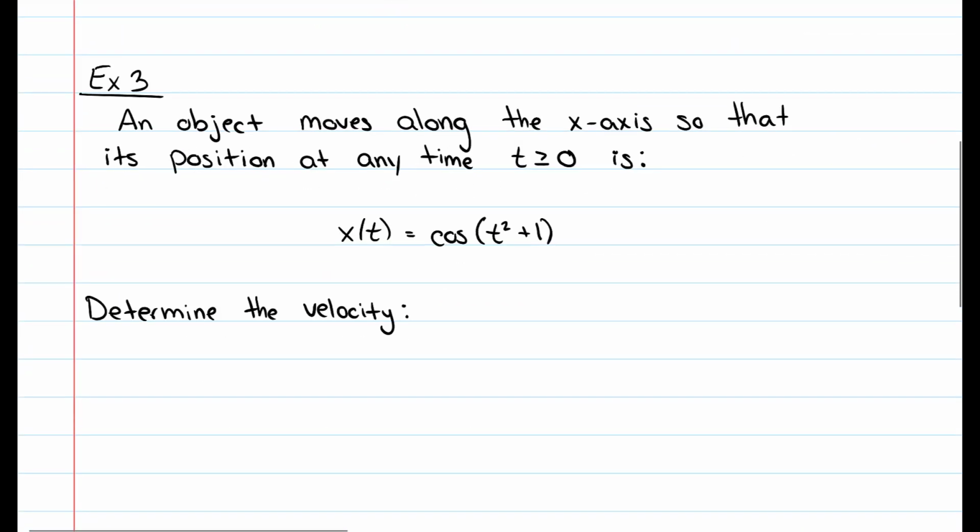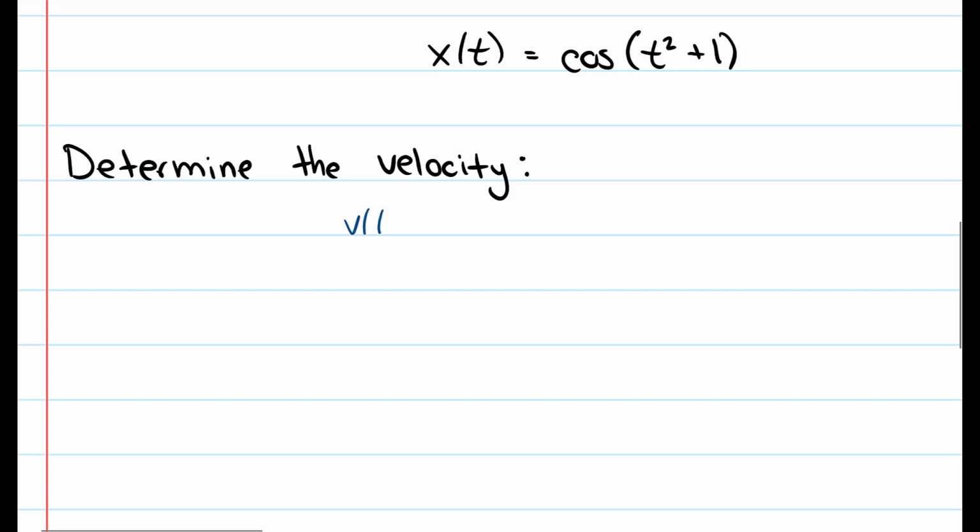So in example 3, we have that an object moves along the x-axis so that its position at any time when t is greater than or equal to 0 is represented by x of t is equal to cosine of t squared plus 1. Now what we want to do is determine velocity. Well, I know that velocity is the derivative of position.